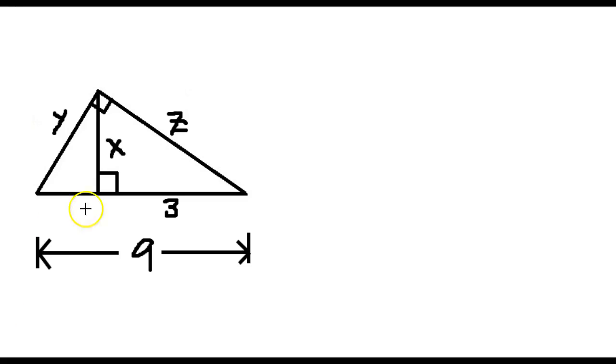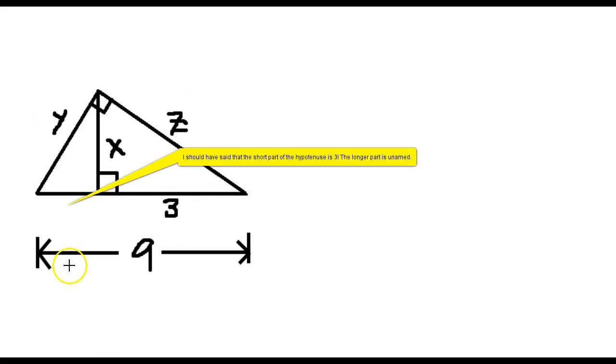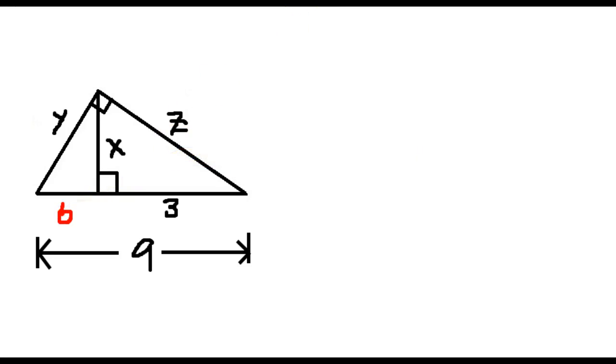So first let's focus on the hypotenuse. We said that the longer part of the hypotenuse is 3, and that the overall measurement of the hypotenuse is 9. So we can take that information and subtract 3 from 9, and the end result that we get is that the short part has to be 6. So now we're going to use that to solve the rest of this right triangle.